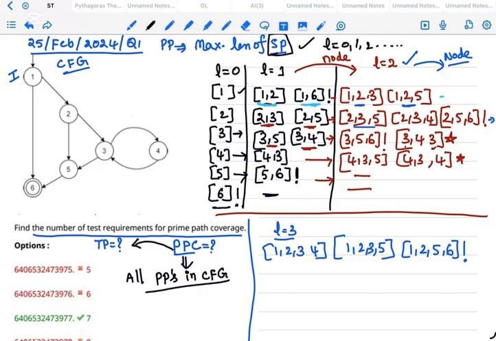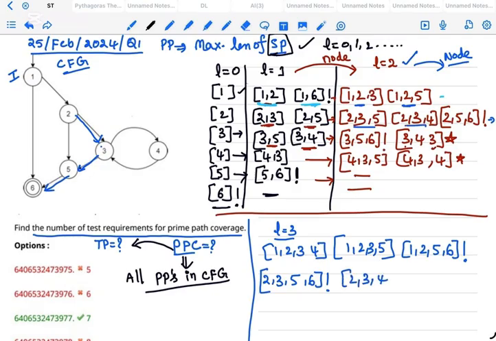Next we will go to this list. 2 3 5. That is 2 3 5. 3 to 5 and 5 to 6 is also possible, right? 5 to 6. Are there any other nodes? 2 to 3, 3 to 5, only this one is possible. 2 3 5 completed.